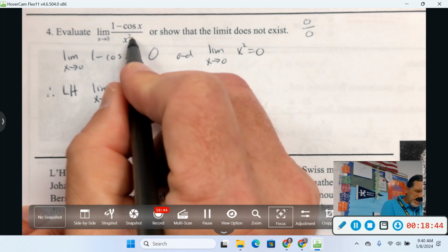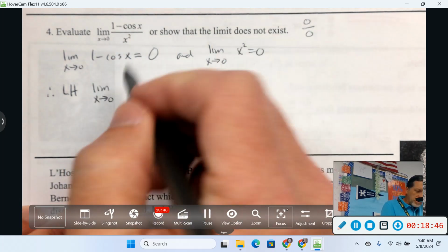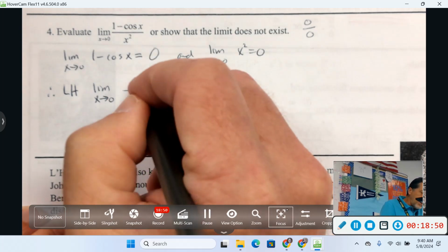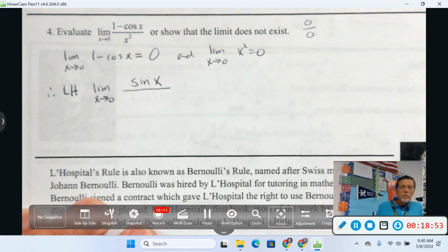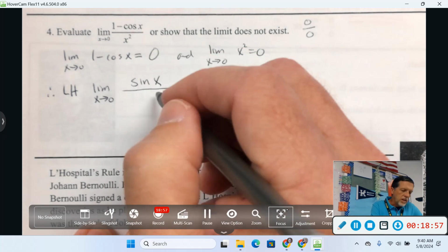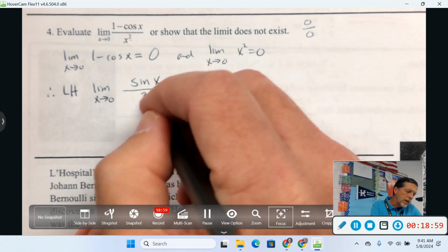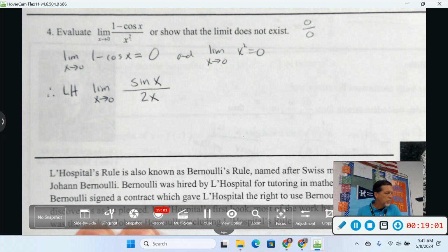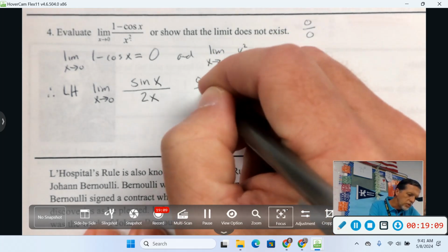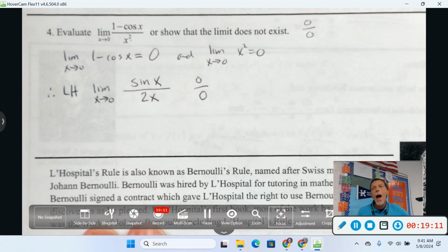Okay, derivative of 1 minus cosine. Well, derivative of 1 goes away. Derivative of cosine is negative sine, but the two negatives make a positive sine of x. Derivative of x squared is 2x. So let's plug in. Sine of 0, 0. 2 times 0, 0. Uh-oh.